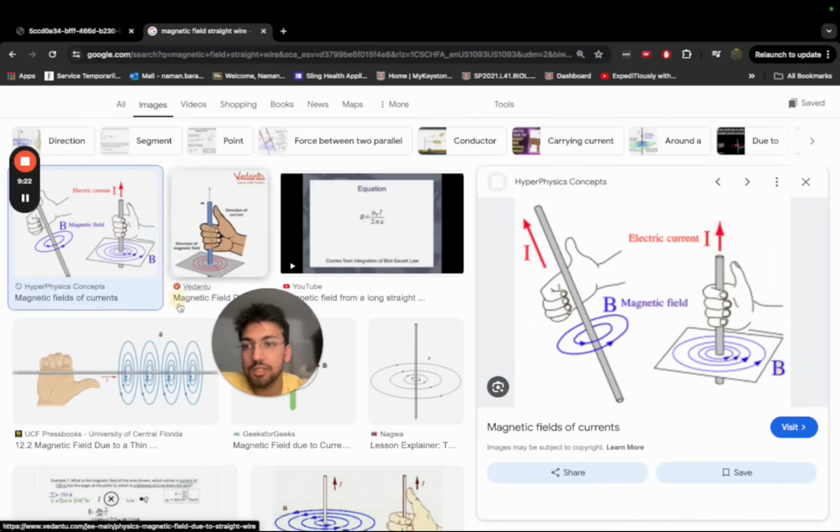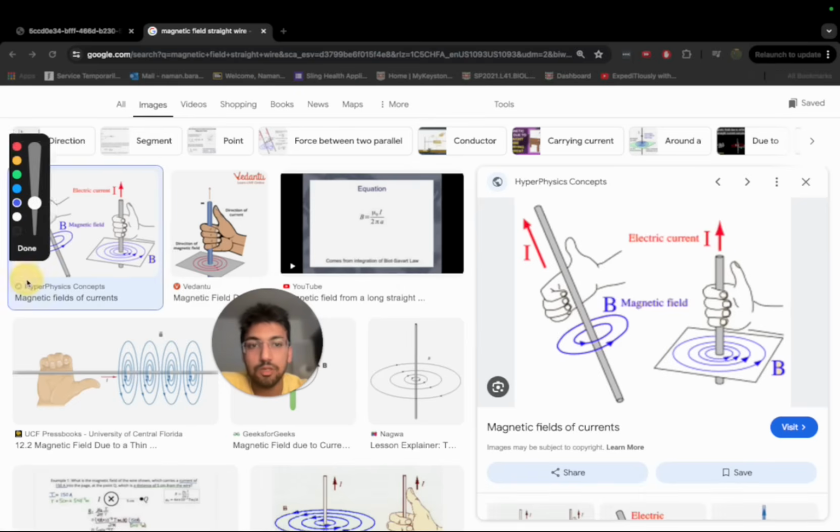So if you look at this example over here, this is the same thing. We see which direction our current is moving in, and then based on the right hand rule, I can figure out which way these magnetic field lines are going. Okay, so it's all dependent on current. Just remember which way electric current is going.